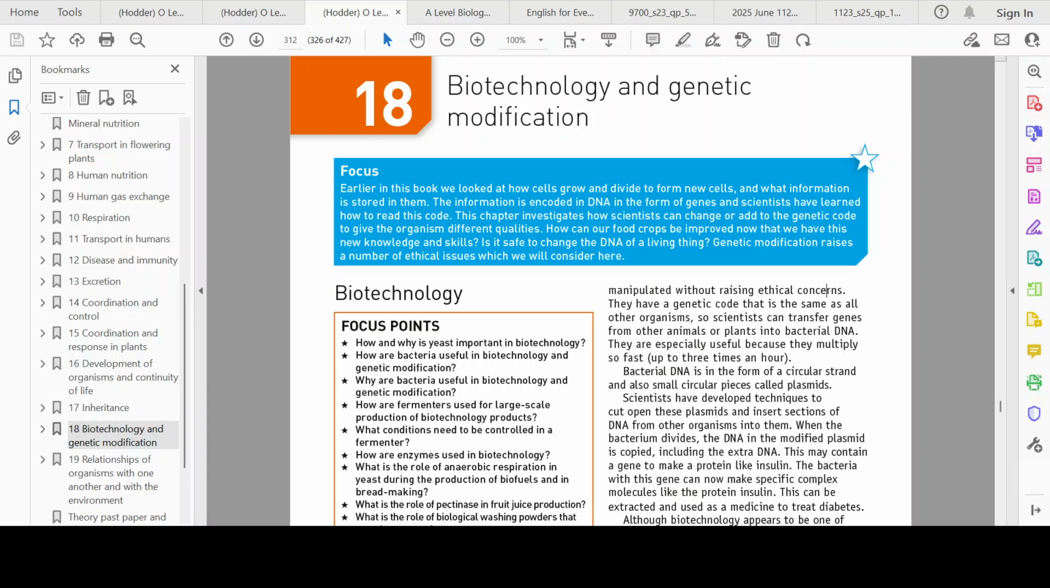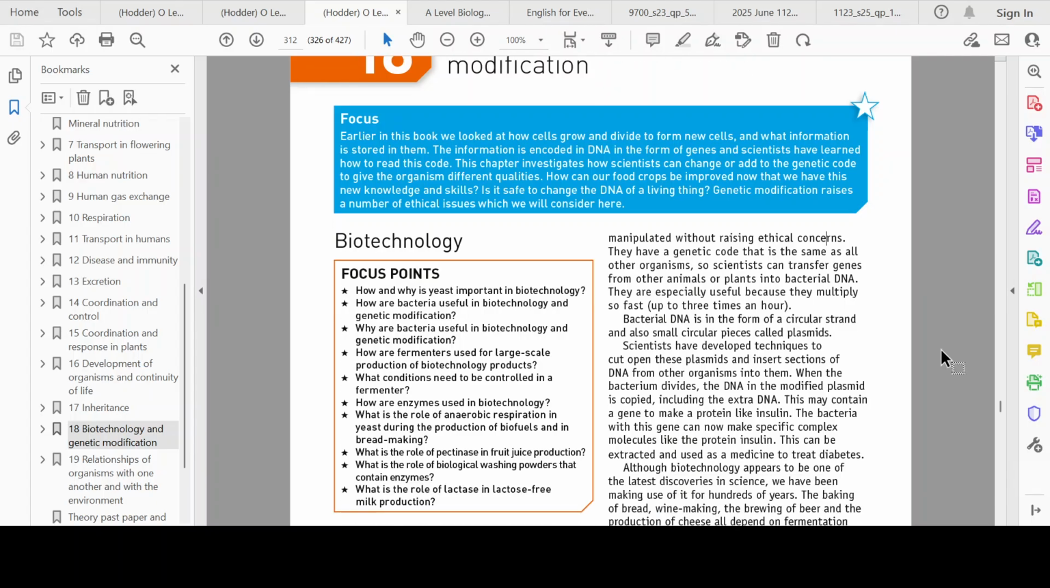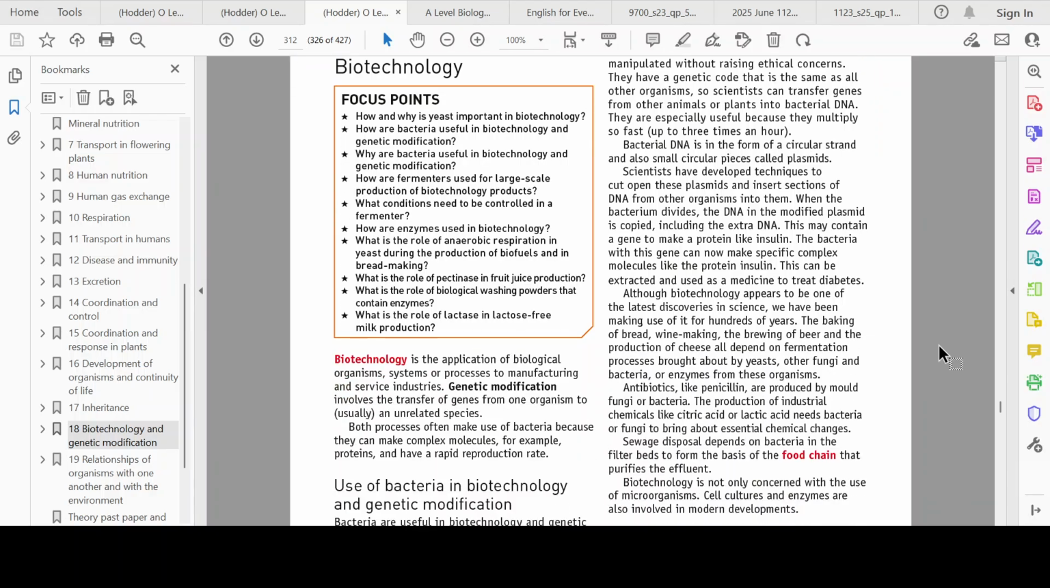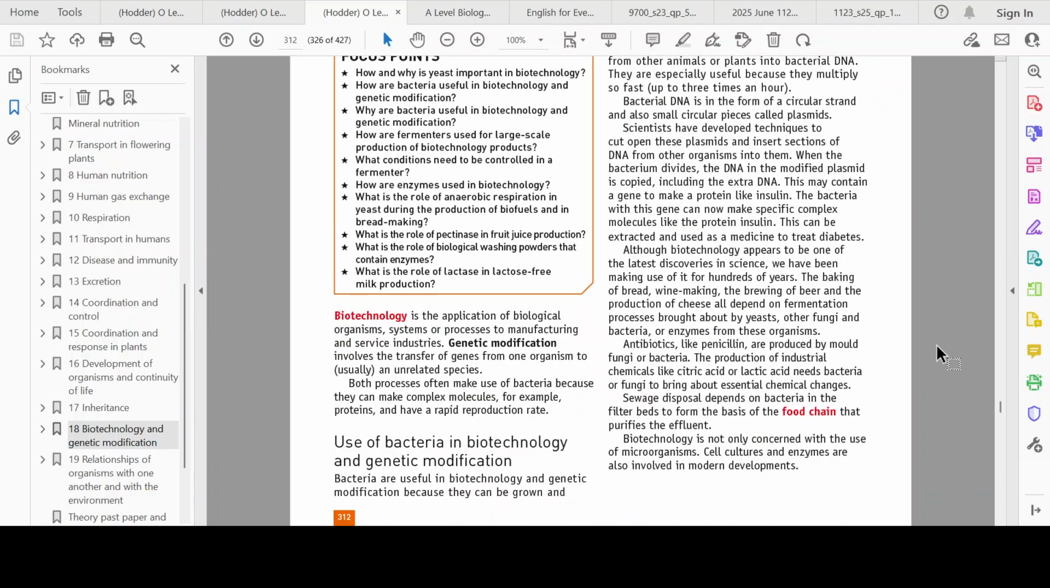Bismillahirrahmanirrahim. So we are looking at chapter 18, Biotechnology and Genetic Modification. There's a bit of repetition in this chapter, probably so that the concept becomes clear after reading it twice, thrice. Right now, for explanation's sake, I won't be going into the repetition. So we'll cover the basics that we need to know, and it's mostly reading, honestly.